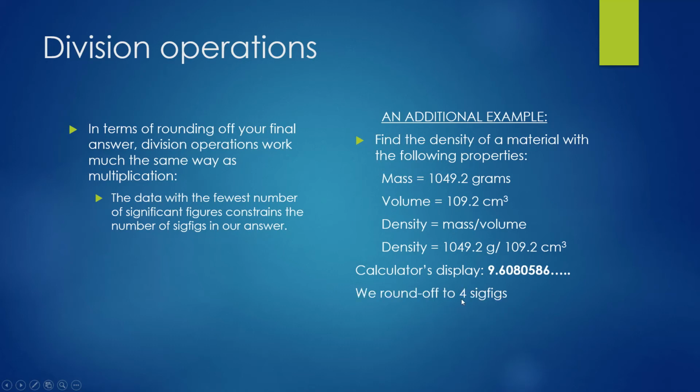We're going to round to 4 sig figs, or significant digits, or significant figures, because between our 2 bits of data, this one had 5 sig figs, this one had 4 sig figs. The one with the fewest number of sig figs constrains our answer to being 4 sig figs. We record 9.608 grams per cubic centimeter as our final answer.